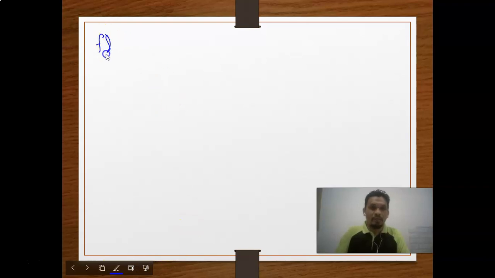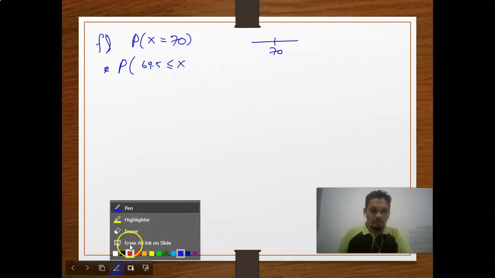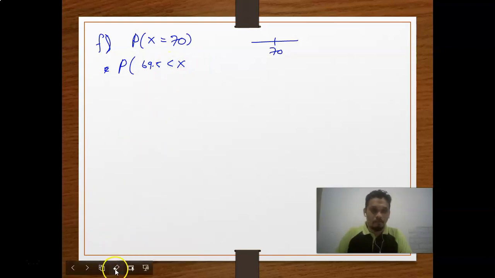Equation F, where it is the probability of X equal to 70. So for X equal to 70, we subtract 0.5, and now with 0.5 it is 69.5. No equal sign here. And also 70 plus 0.5, we come out with 70.5.